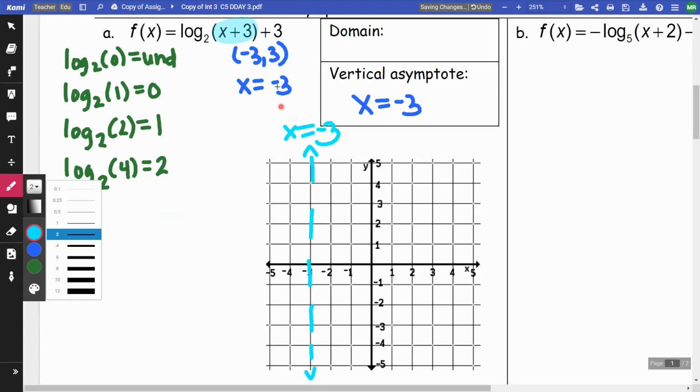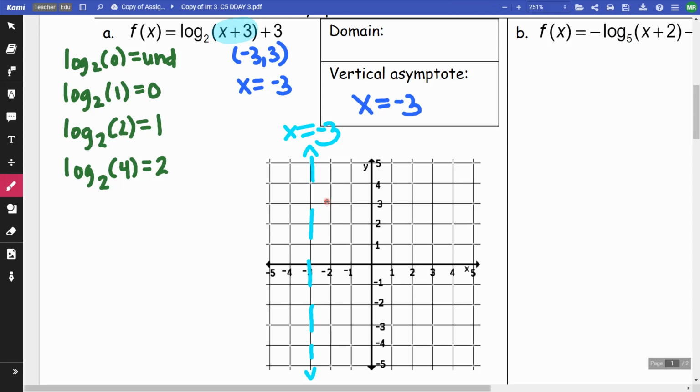And that critical point, -3, 3, okay, this is where I'm going to go out 1 and 2 and 4. And the next one would be 8. I might be able to fit that on here. So let me just get a bigger pen. Okay. And change the color. Okay, so again, at -3, 3. So I'm going to go out 1, log base 2 of 1 is 0. I'm going to go out 1, 2. Log base 2 of 2 is 1. So I'm going to go up 1.